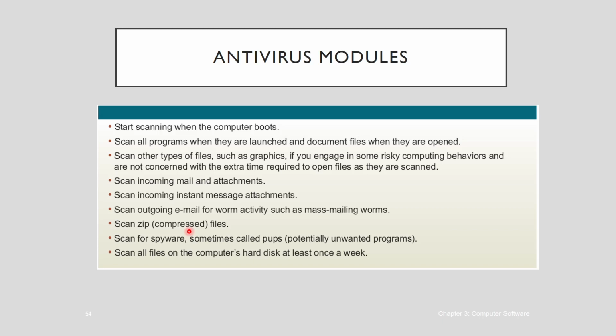How should I configure my antivirus software? For the most extensive protection from malware, you should look for and enable the following features of your antivirus software: scanning when the computer boots, scanning all programs when they are launched and document files when they are opened, scanning incoming mail and attachments, scanning instant messaging attachments, scanning outgoing email for worm activity, scanning zip documents or compressed files, scanning for spyware and potentially unwanted programs, and scanning all files on the computer's hard disk at least once a week.